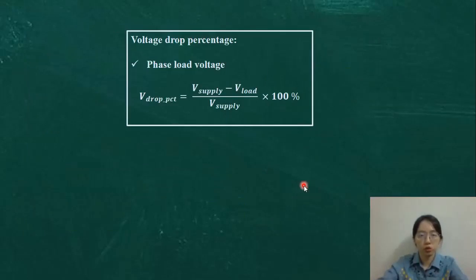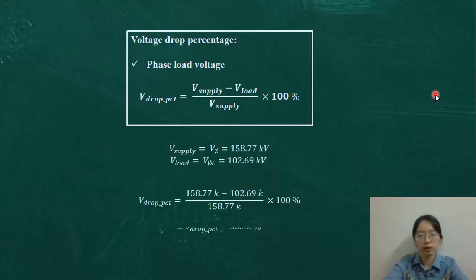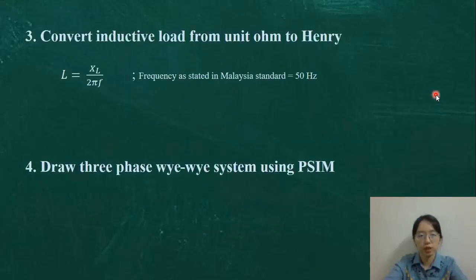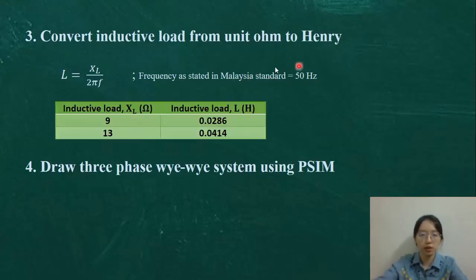Next, the voltage drop percentage. We must obtain the phase load voltage and then substitute it into the formula, times the percentage, and we get 35.32%. Then convert the inductive load from ohms to Henry using this formula, with the frequency of 50 Hz, and we get the value in Henry. Then draw the three-phase YY system using PSIM.